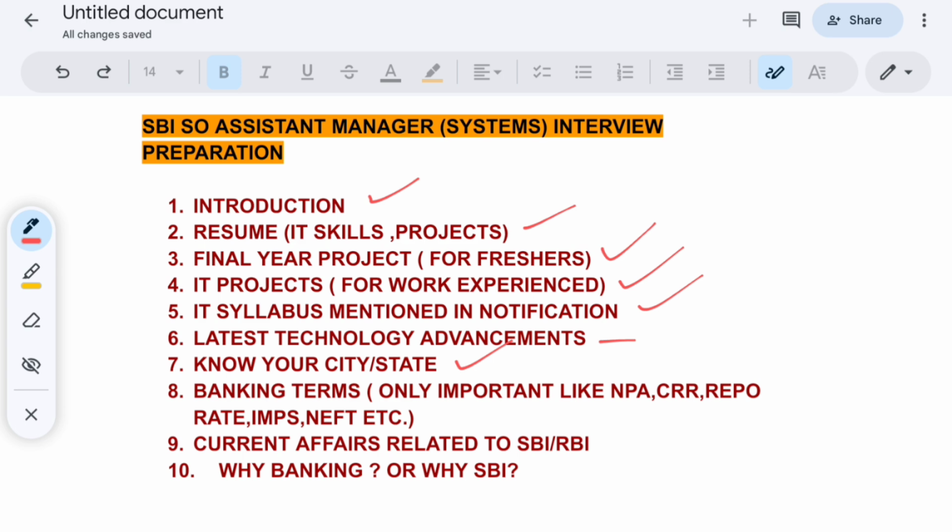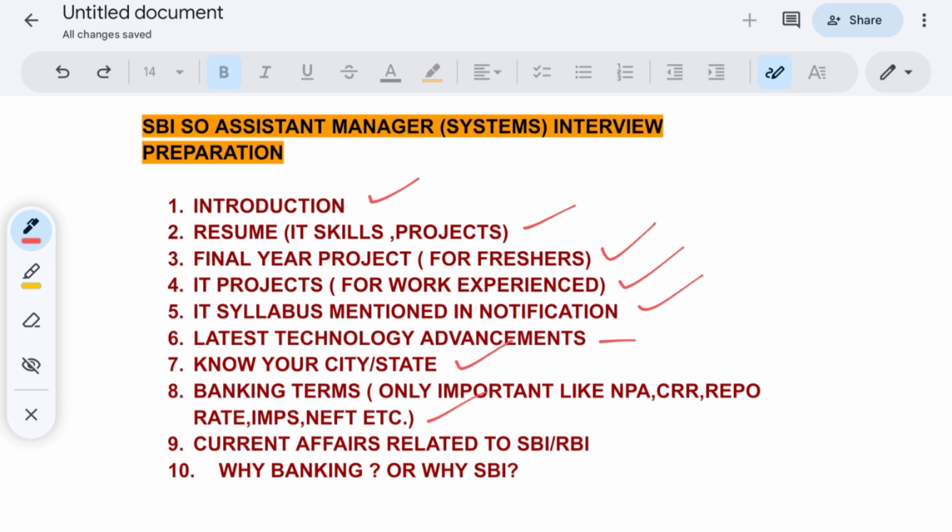Now the eighth priority is banking terms. You should be aware of the basic banking terms, like what is NPA, what is CRR, what is repo rate, what is reverse repo rate. And you should also know about the banking payment systems, which are IMPS and NEFT. You should know all the payment systems which are going on in the bank, because you will manage those systems in the end. You should have basic knowledge of how they work.